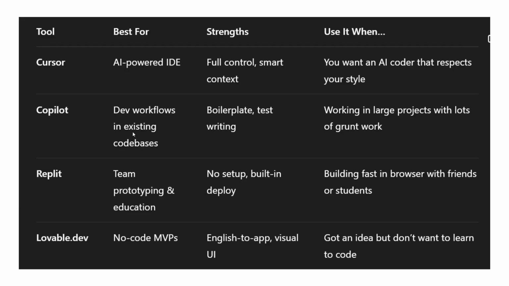Lovable.dev, no code MVPs. You can create your first MVP without writing a single line of code. English to app, visual UI is pretty good. Got an idea but don't want to learn how to code? I think all these are following the same lines, but for me the standouts are Cursor, Copilot, and Replit, because Replit provides you with a deployment facility as well.